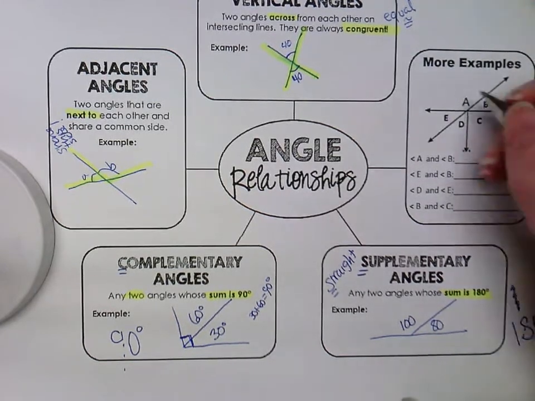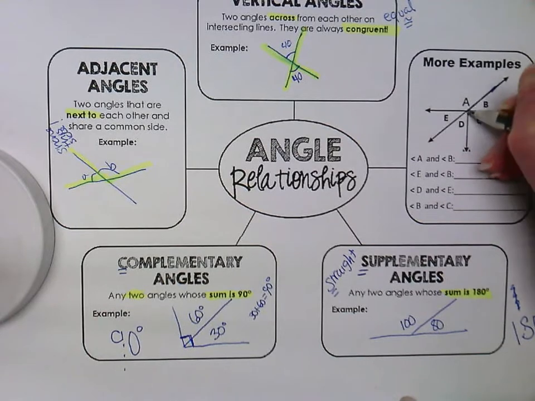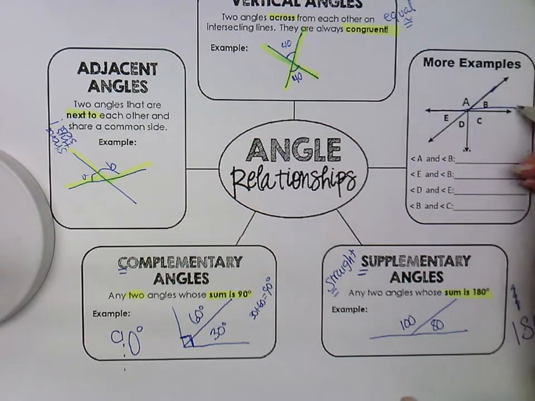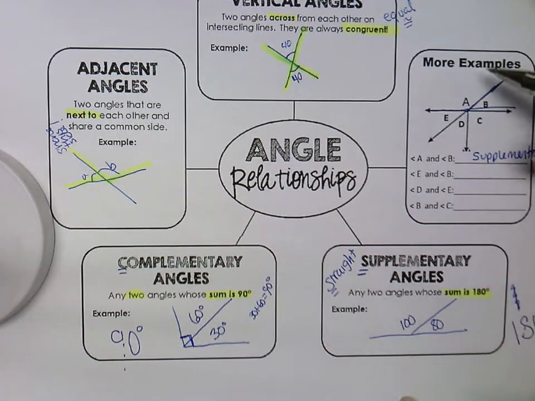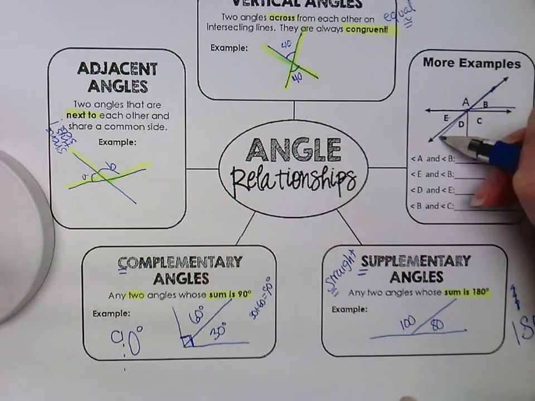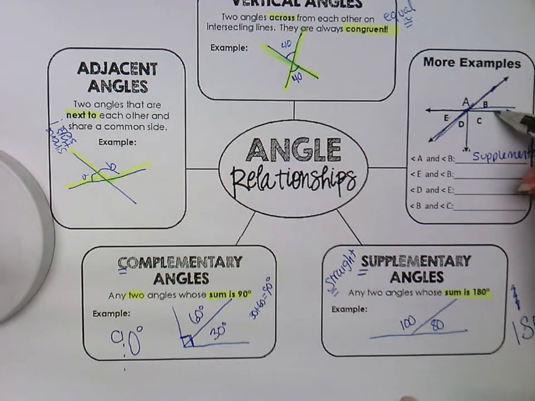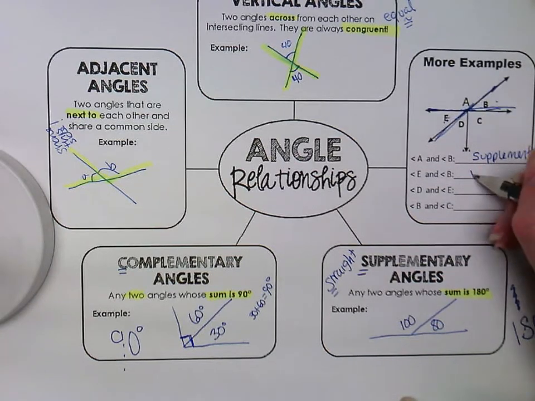So we're going to look, and I have angle A and angle B. So I look at these two angles, they share a side, and they're next to each other, and they form a straight line. So they are going to be what type of angles? They are supplementary angles. Angle E and angle B are across from each other. If I go on this leg of angle B, it goes all the way down. They are vertical.